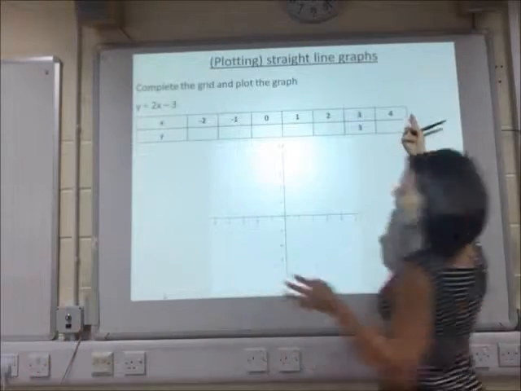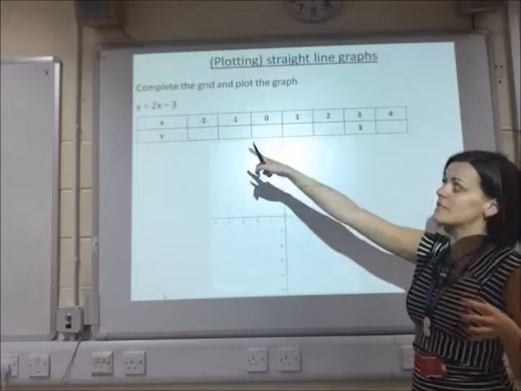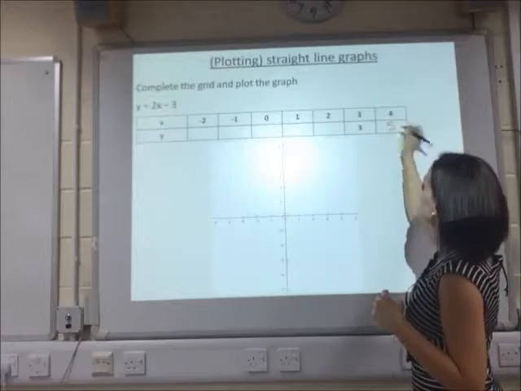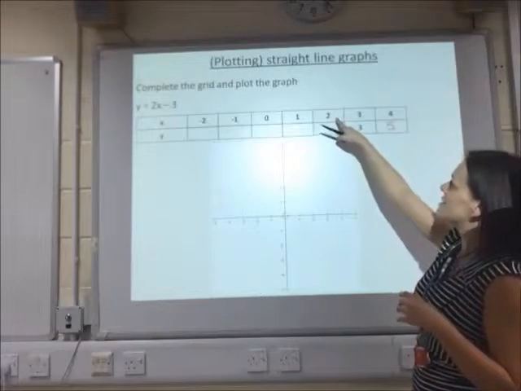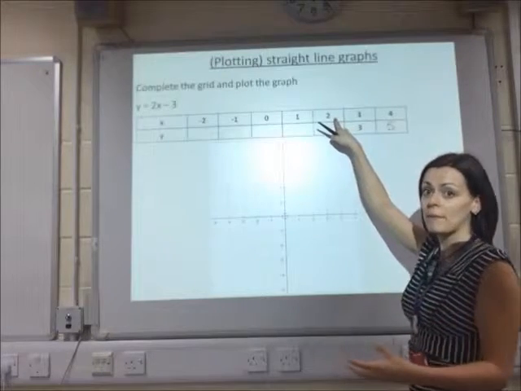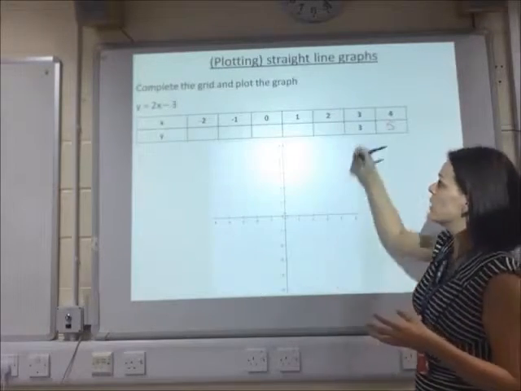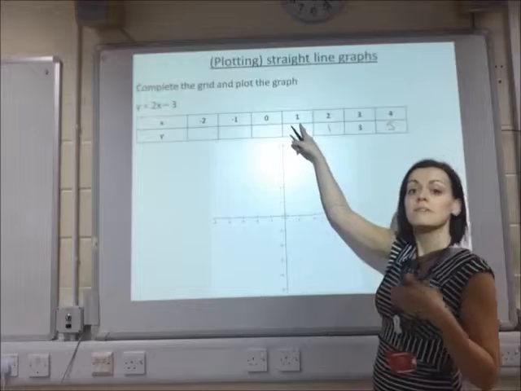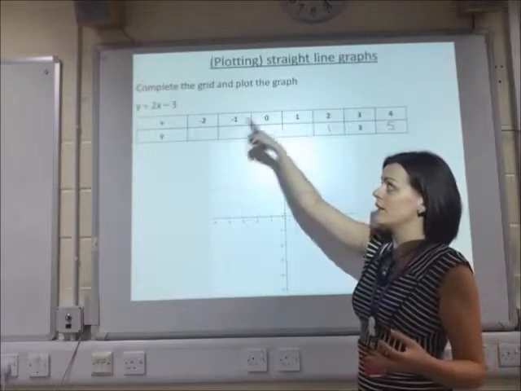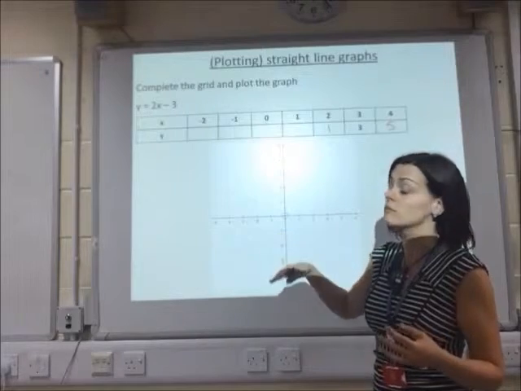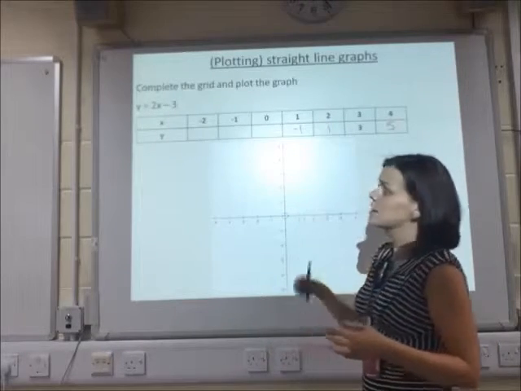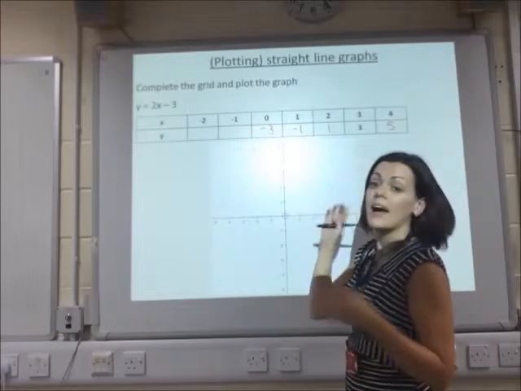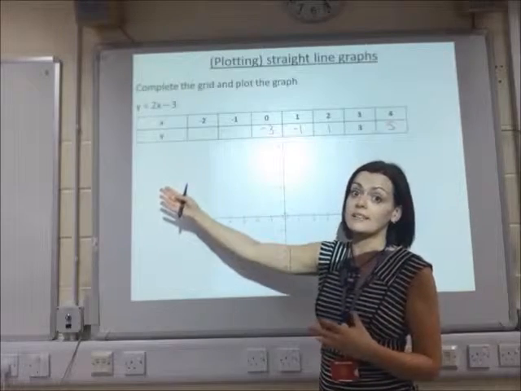So if I start over here with 4, the rule's telling me to times 4 by 2, that's 8, and then subtract 3 to get me 5. Then for x is 2, it's telling me to multiply that by 2 and get 4, and then subtract 3 to get 1. When x is 1, if I multiply by 2, I'm going to get 2. Then when I subtract 3, I'm going to get negative 1. So we're going into minus numbers now. 0 times 2 is 0, take away 3, minus 3. And you might need to keep on doing that for all the negative values as well.